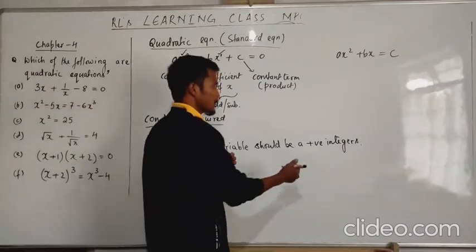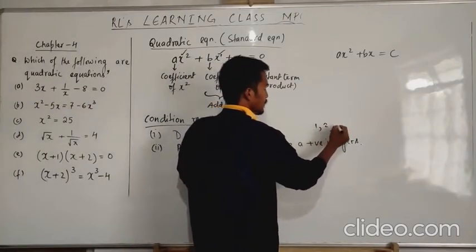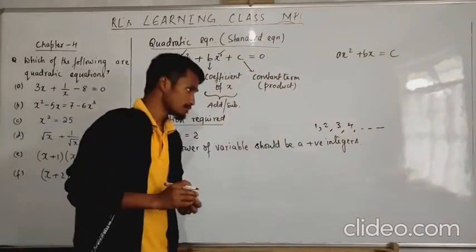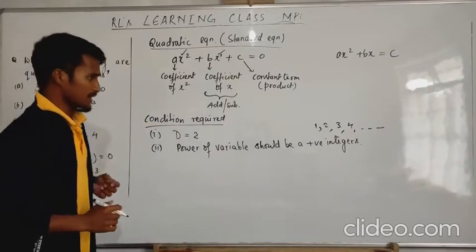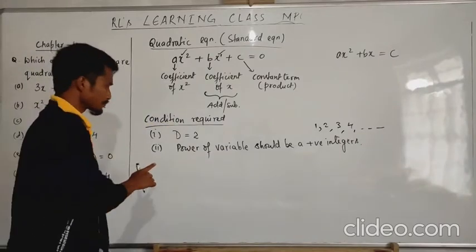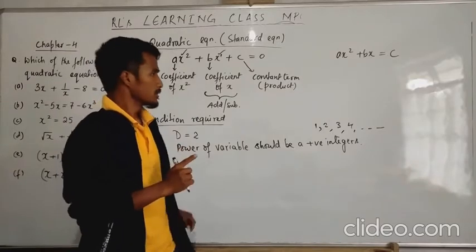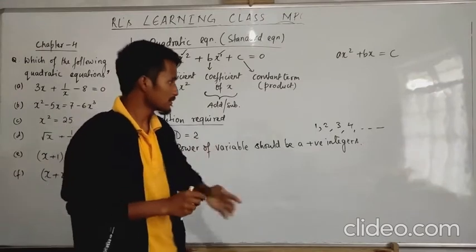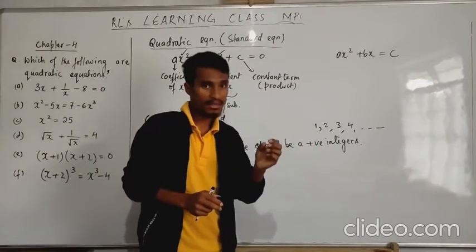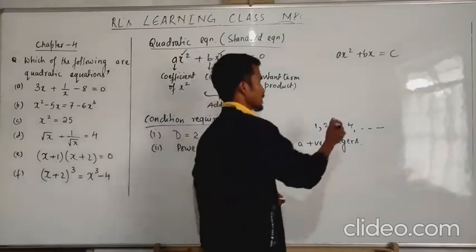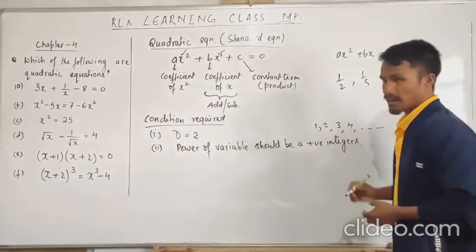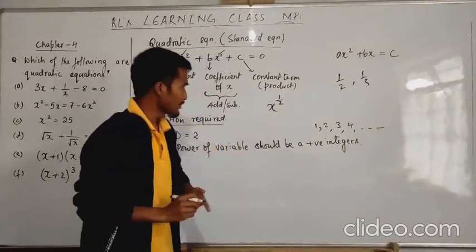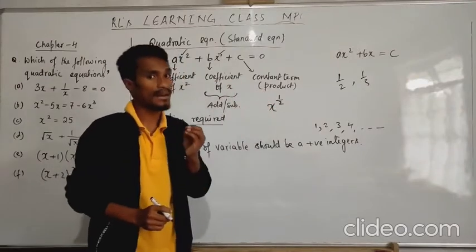You already know what positive integers are: 1, 2, 3, 4. These are the positive integers, or I can call them natural numbers. And one more: the power of this variable should not be a fraction, because if it is a fraction, it won't be a positive integer. Fractions are like 1 by 2, 1 by 3. We should not write the power of x like this. If I write x to the power half, then this is not a quadratic.